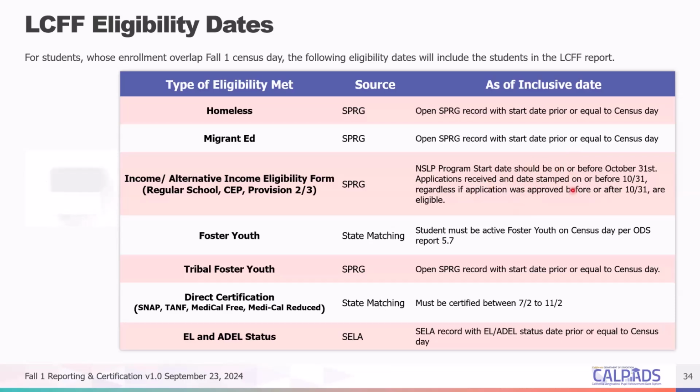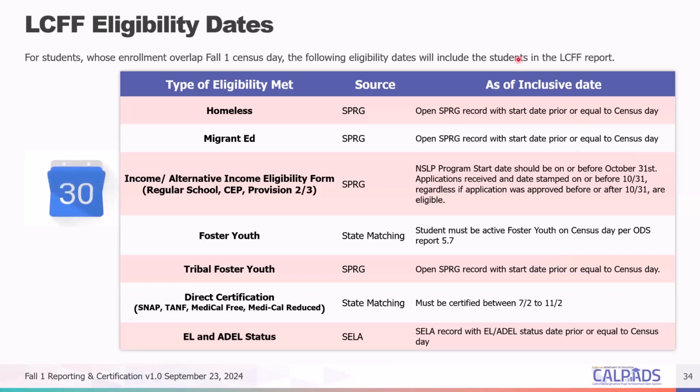So now if you receive one on November 1st or 2nd, you still report them to CALPADS if they qualify later on. However, they won't be part of the LCFF. Right? And then for direct certification, any student who is matched and comes back as any of these categories between the 7-2 matching up to the November 2nd matching will be eligible for direct certification, assuming that the student was actively enrolled on census day.